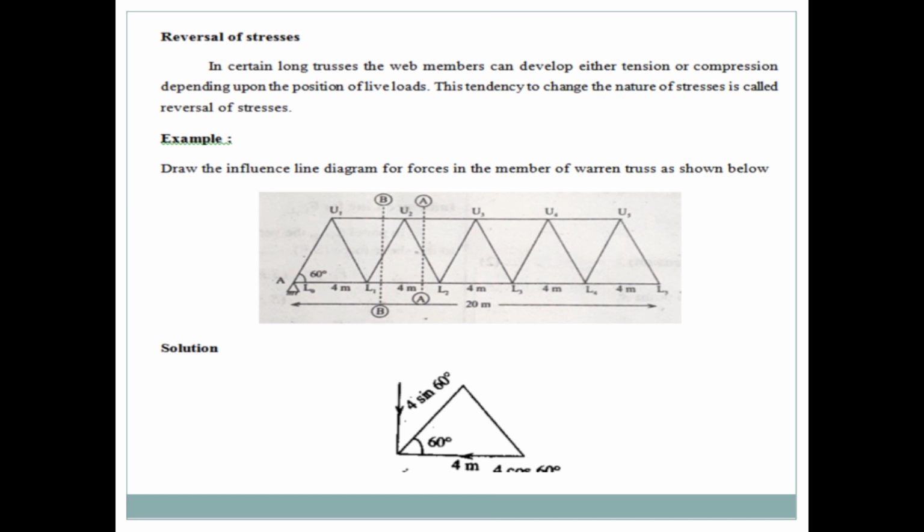For example, there is a problem. Draw the influence line diagram for forces in the members of the warren truss as shown below. So this is the truss. In this they are marking the dotted lines for finding the influence lines. Solution. First, this is the diagram for inclined sections, 60 degree, 4 meter at AB, and for vertical, 4 sine 60 degree.